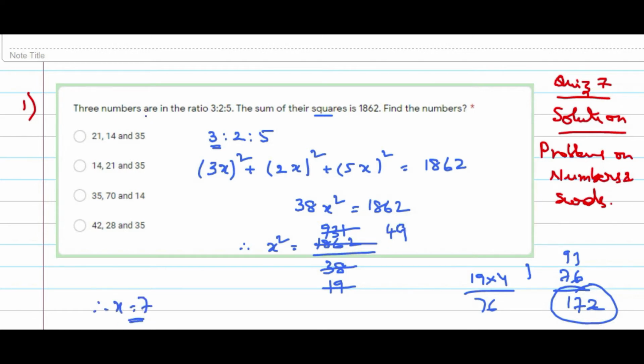Now what is the question? Yes, find the numbers. So 7 3s are 21, 7 2s are 14, 7 5s are 35. So the answer is A. Let's move on to the next question.